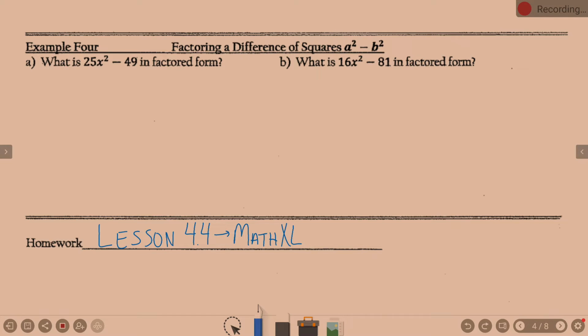Now, we've got a couple of special cases here. And this is what we're going to talk about here, factoring a difference of squares. So the terminology is difference of squares. And it's one of those things, once you understand how to do it, it's easy. You just have to be able to recognize it.